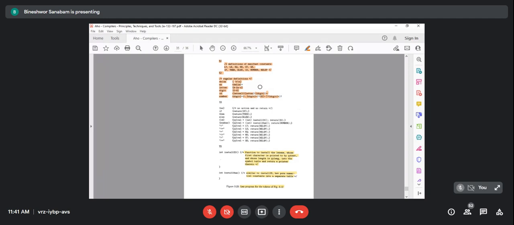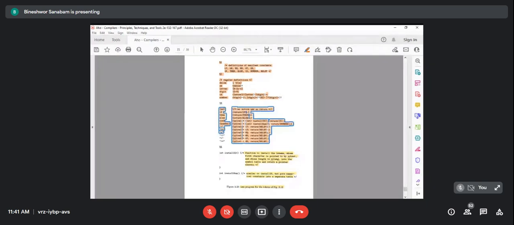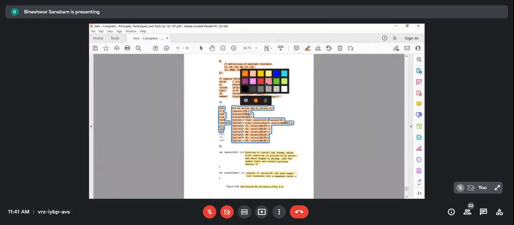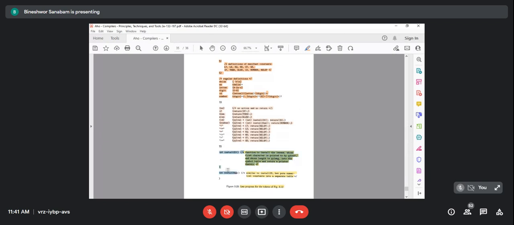So this is our first declaration section. Then this is our next section, the translation rules, and the remaining section is our auxiliary functions. So this first part is our declaration section, this part is our translation section, and this third part is our auxiliary functions.